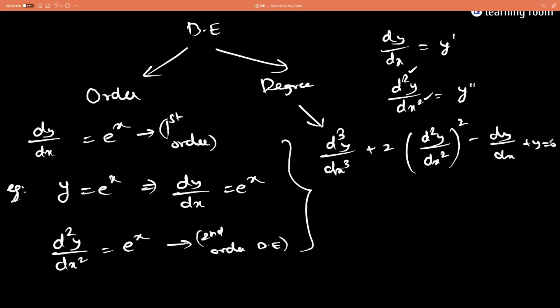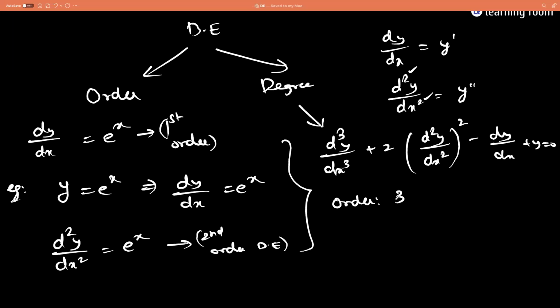Now, if you look at this, what is going to be the order of the differential equation? Order is, it is third order. So how do you say it is third order? Because the highest power you are able to see, the highest number of times it is differentiated, you call it the order.